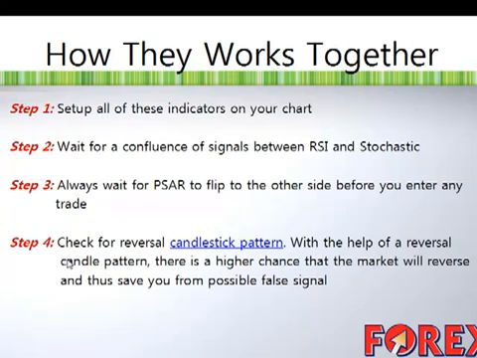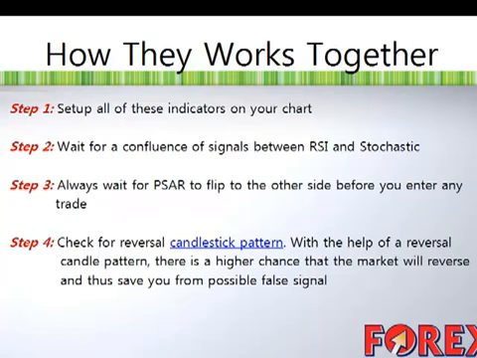Okay, step 4 is an optional one. If there is a reversal candlestick pattern, it will be best. It gives us a higher chance that the market will reverse and thus saves us from a possible false signal. However, if we do not see any reversal candlestick pattern, you could still go ahead as long as the three get aligned.